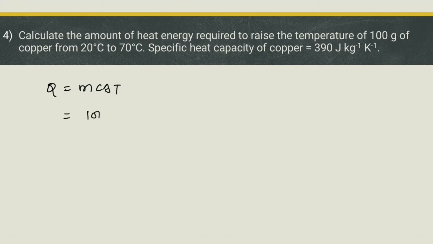Mass is 100 gram. Should we convert this into kilogram? Yes, we should. Why? Because specific heat capacity is given in joule per kg Kelvin. So 100 upon 1000, that is 0.1 kilogram. Specific heat capacity 390, and what is delta T? Delta T is 50, 20 to 70, 50. So this is 1950 joule.